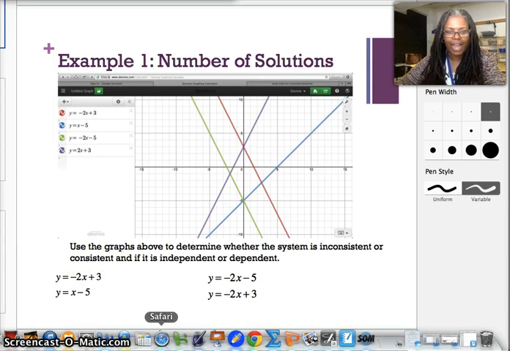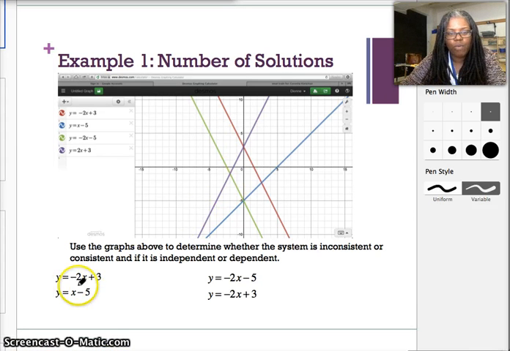It says use the graphs above to determine whether the system is inconsistent or consistent, and if it's independent or dependent. Remember, the independent-dependent piece is only if you have a consistent graph, right? Inconsistent is just nothing to talk about. They're parallel. We don't talk about them. But consistent now can be broken down into two categories. So let's check it out.